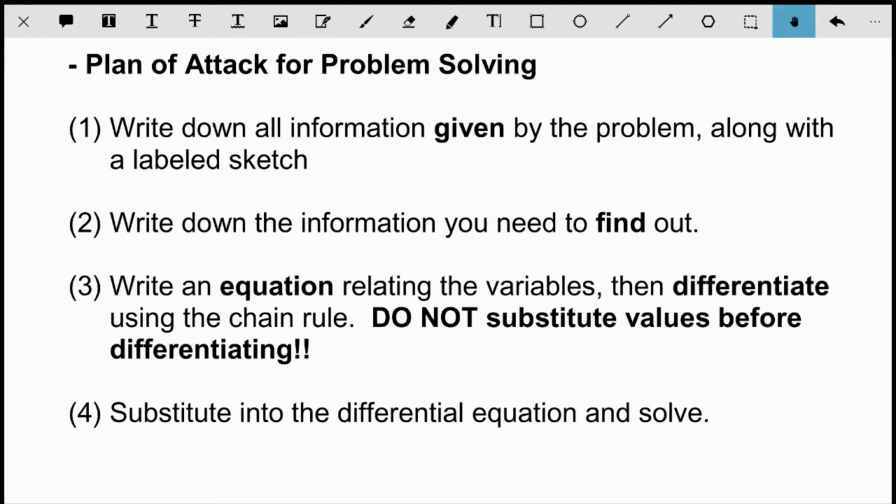So then we're going to write down what we need to find. And then hopefully we already have it. But if we need to, we'll write an equation relating the variables. And then we'll differentiate. Now remember, we're going to differentiate with respect to time. And we're not going to substitute in for anything before we differentiate unless it's a value that's not changing. If it's a constant value that doesn't change over time, you can plug it in at the beginning. But if it's a changing value, you don't want to plug it in until after you've taken the derivative. And then the last step is just solve for whatever it is the problem has asked us to solve for.